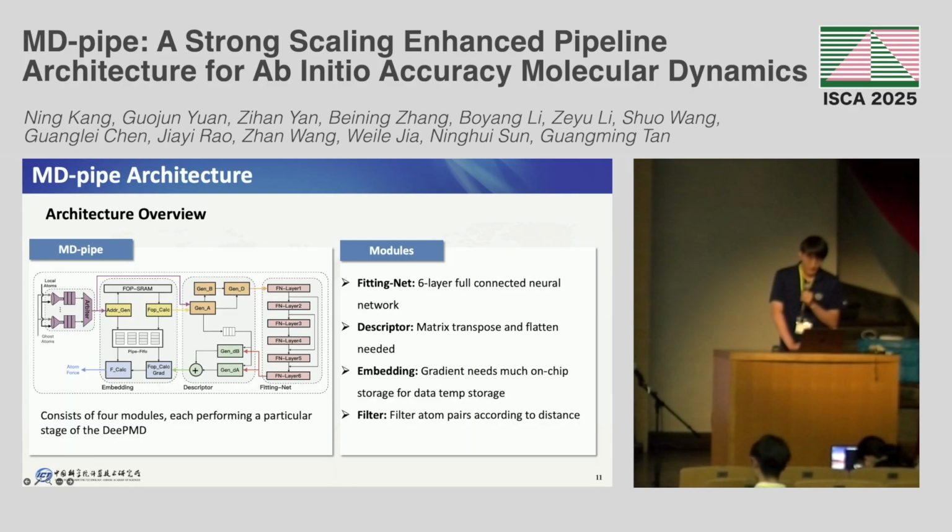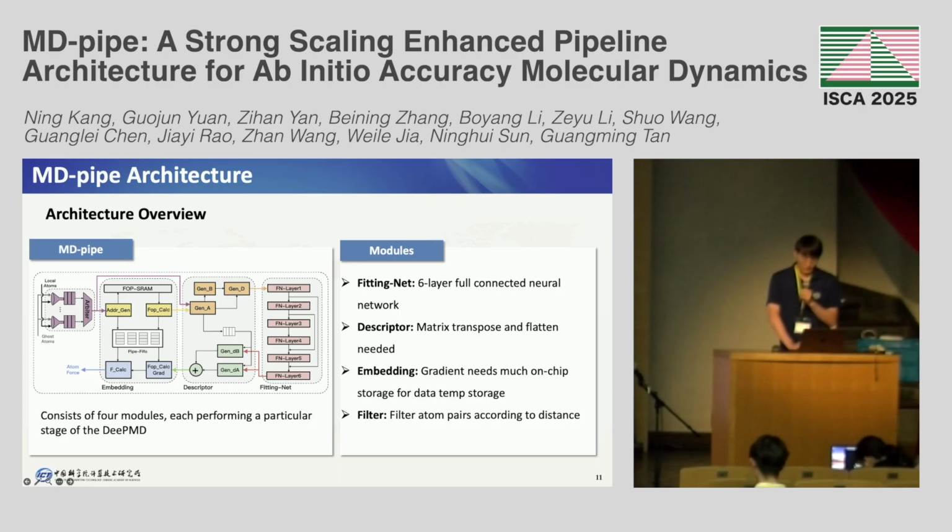The overall structure of MD-Pipe is made up of 4 core modules, and I will work through them from right to left. First is the FitNet. This is a 6-layer fully connected neural network. Next, the descriptor module primarily handles matrix transposition and reduces dimension through flattening. Moving on to the embedding, its main job is to perform polynomial calculations.